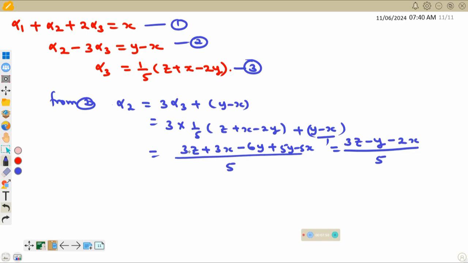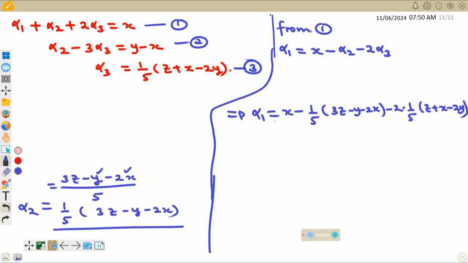So after simplifying, we shall have 3z. Then minus 6y plus 5y will give us minus y. Then 3x minus 5x will give us minus 2x, divided by 5. So this will be the same as 1 upon 5 into 3z minus y minus 2x. So this is alpha 2. So we have obtained alpha 2. We can now go on and obtain alpha 1.